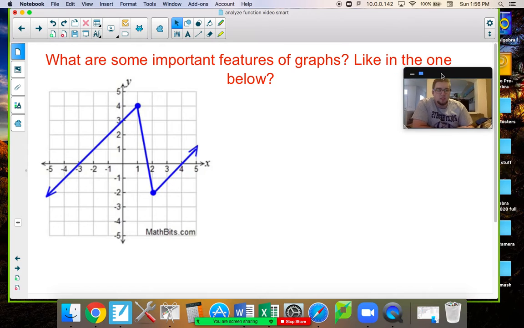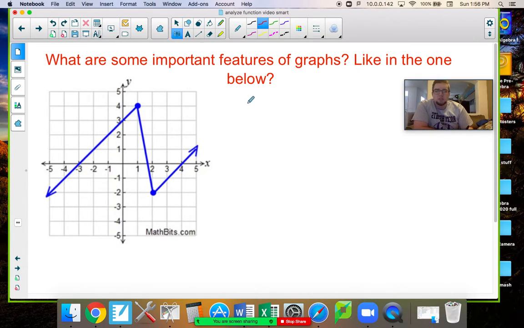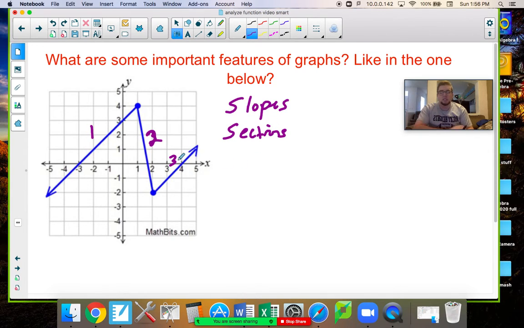So I'm going to move myself here so we can see the question I have. What are some important features of graphs, like the one I have below? Some of the big important features of any graph that you should be looking for are the slopes. We really want to deal with the slopes of these lines. There are 3 different sections, so we really want to find the 3 different slopes. Other things that are very important to look at with graphs is how many sections there are. So 3 sections mean there's 3 parts to this story.